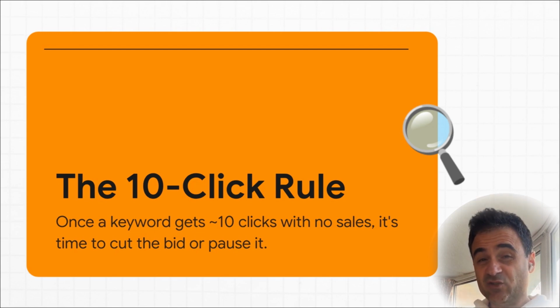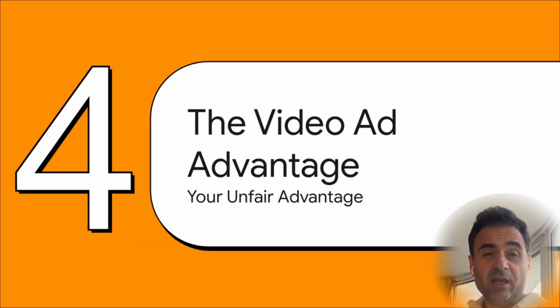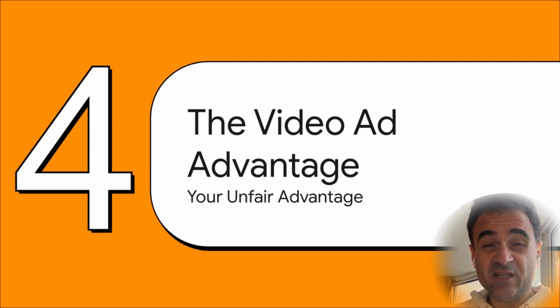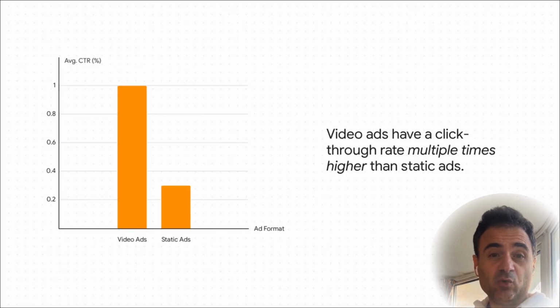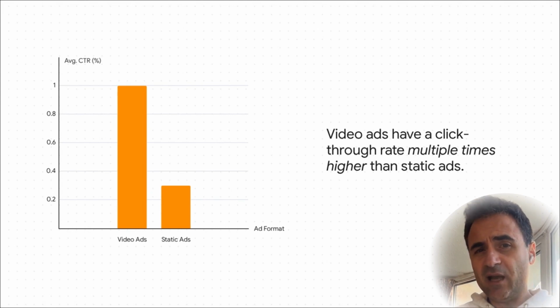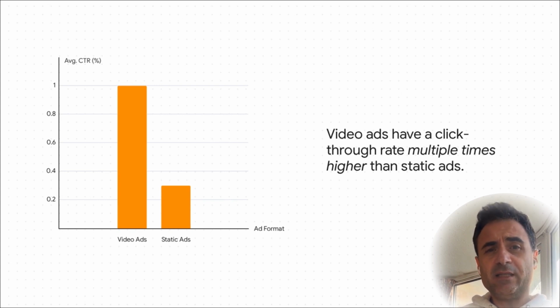Okay, so once you've really mastered the basics and you have a book that's converting profitably, you're ready to scale up. And right now, the single biggest opportunity for authors on Amazon is a format that almost nobody is using correctly: video ads. And the data tells the whole story. The average click-through rate for a video ad is around 1%. That might not sound like a lot, but it is multiple times higher than a standard static ad.